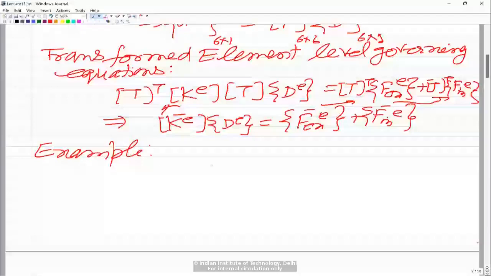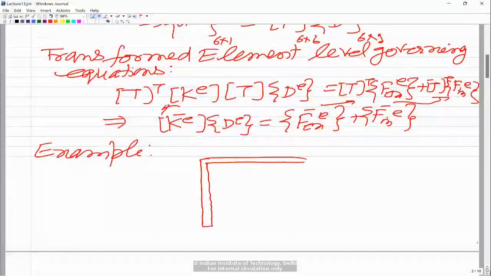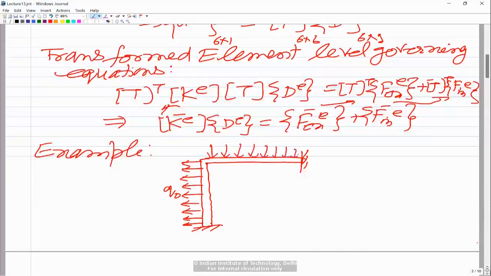So now let me take an example. Say we have this frame. This is the frame, and it is fixed over here, and similarly it is fixed over here. So it is fixed at these two locations, and there is a distributed load here in this direction. This is a load, and let us say this is Q naught, and the load is like this. Although there can be concentrated forces and so on, we are taking this example. This is also Q naught. They can of course be different.